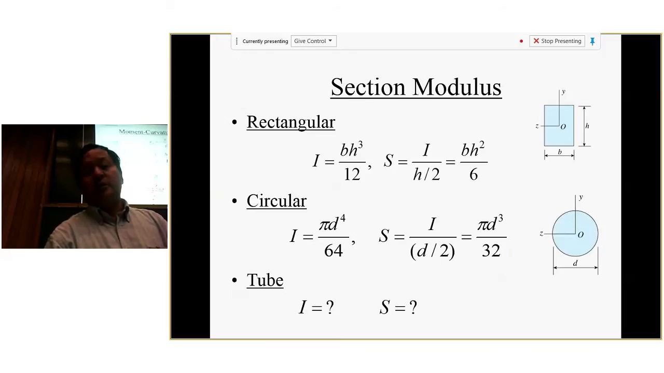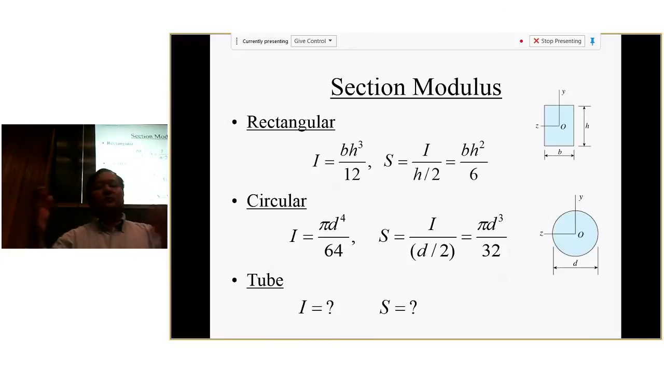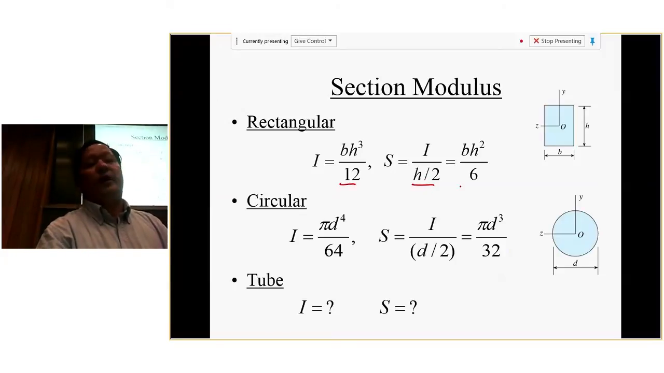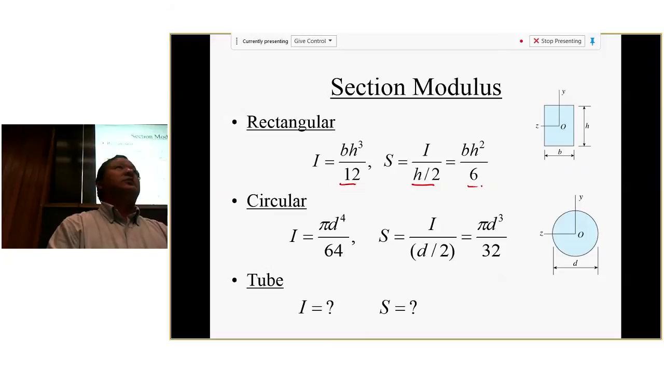All right. So next is to break down the common shapes that we talk about. What's the I value? What's the S value? This is in the textbook, so you don't have to copy everything. You can see here for rectangular, this is 1/12, but for S, because you divide by half the height, that's the y maximum, you get 1/6. Right.